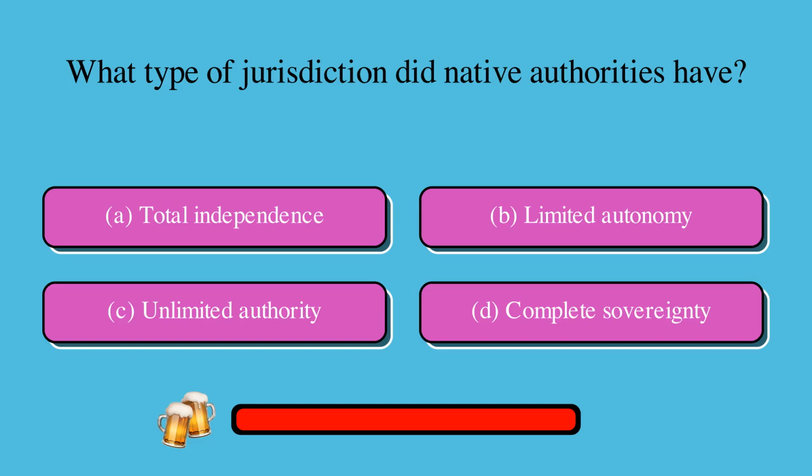What type of jurisdiction did native authorities have? Is it A, total independence, B, limited autonomy, C, unlimited authority, or D, complete sovereignty? The correct answer is B, limited autonomy.